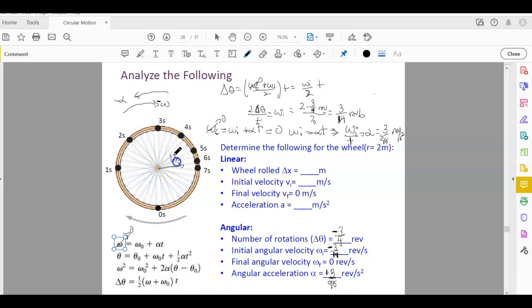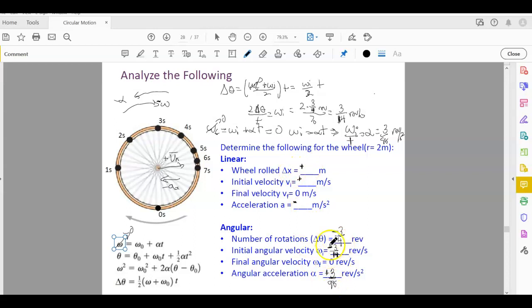Well, let's go ahead and do the linear velocity. So the center of the wheel is going to be moving to the right, but it's going to be slowing down. That means it's going to be accelerating to the left. So this acceleration vector is going to be negative. The linear velocity vector is going to be positive, and the displacement is going to be positive. Okay?